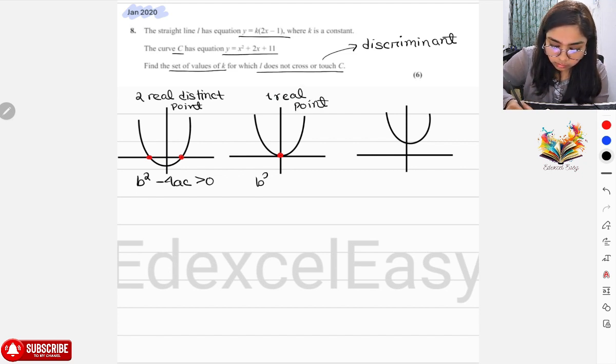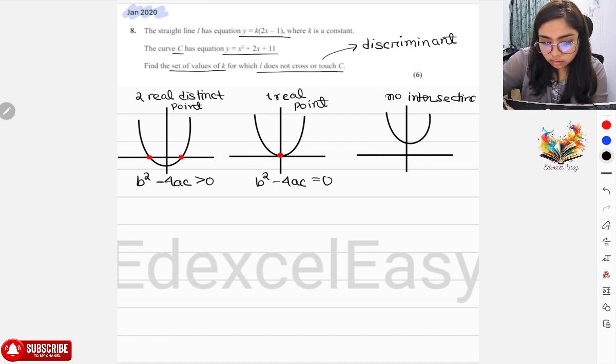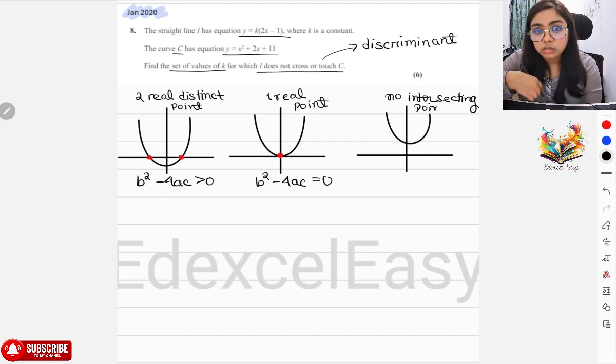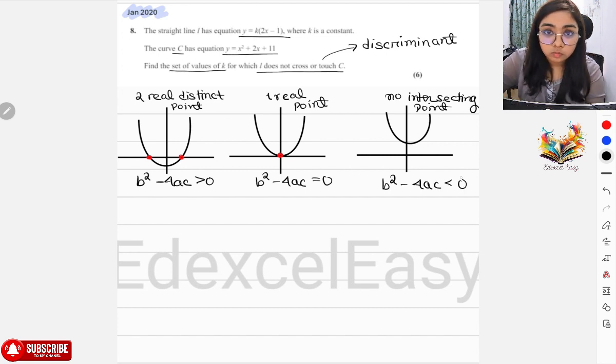Whenever they intersect at one point, one real point, you find the discriminant b square minus 4ac equals to 0. And whenever there is no intersecting point, you refer to these situations as imaginary, complex, no roots, no real roots. And over here, discriminant is always less than 0. Like it always comes out to be negative, less than 0.